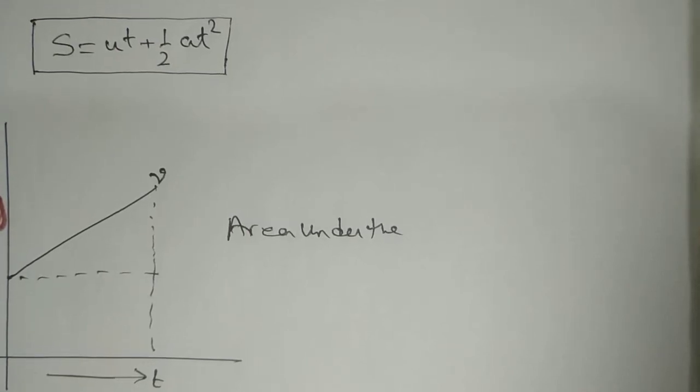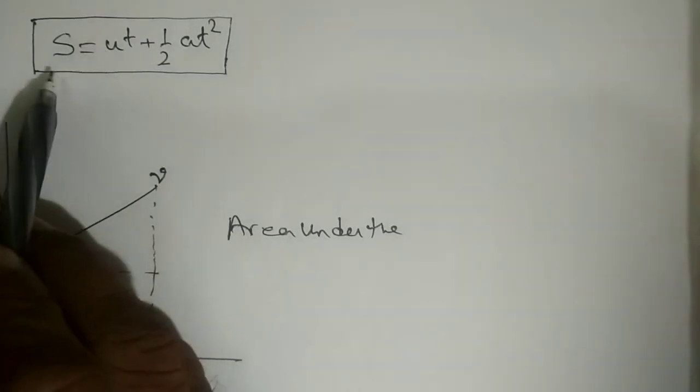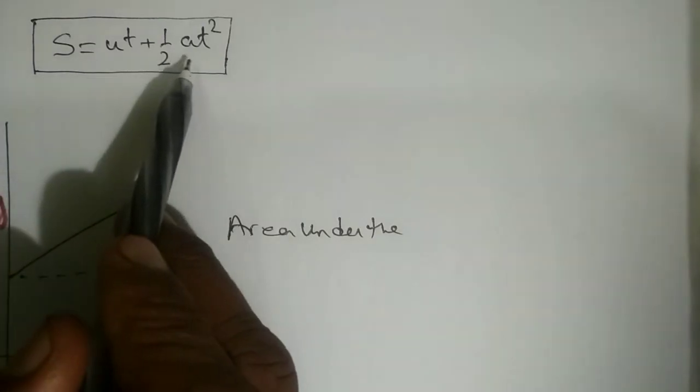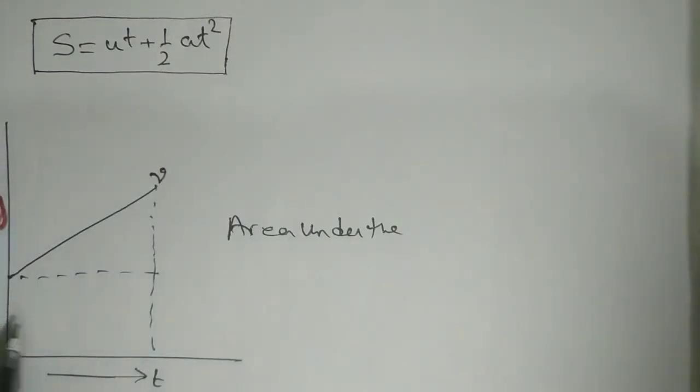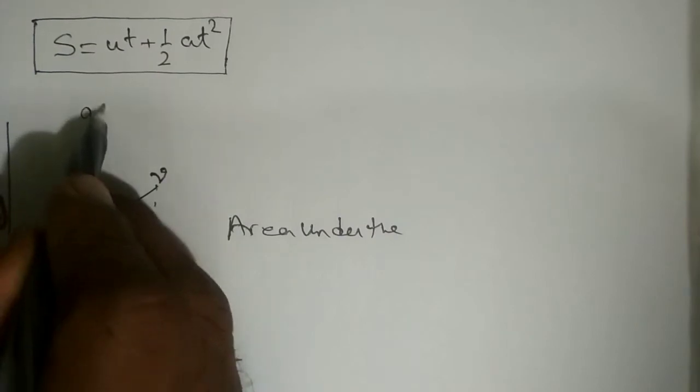Dear students, now our aim is to derive the second equation of motion. We have already derived the first equation of motion. So this is what our aim is to derive: S is equal to ut plus half at square, using the original 9th standard method.